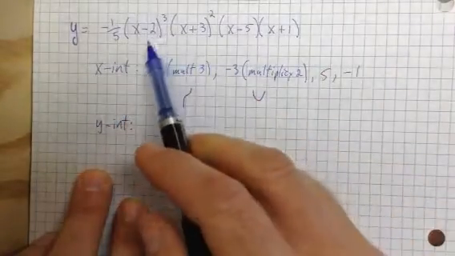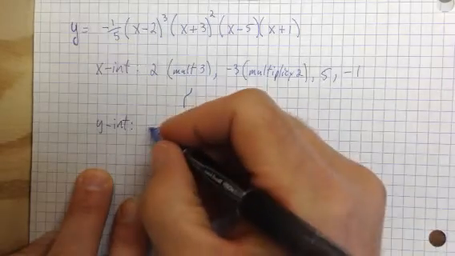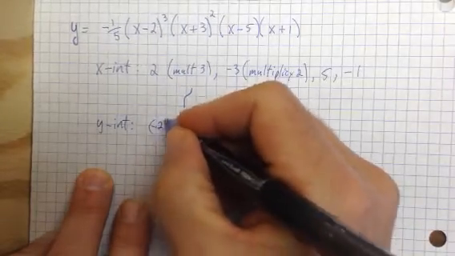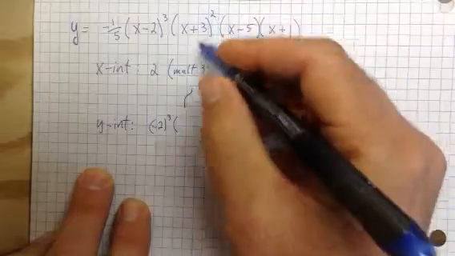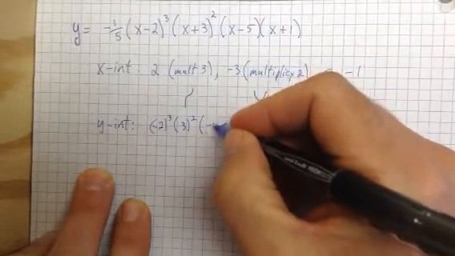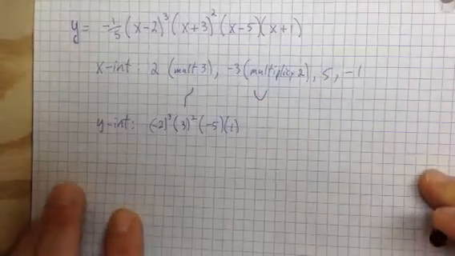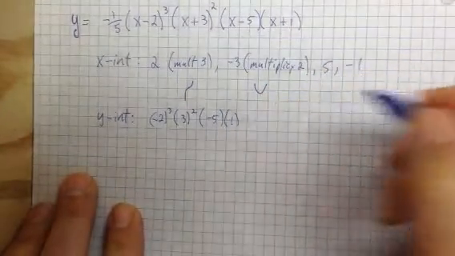Y-intercept, it takes a little bit of calculation here. Negative 2 cubed, we'll just write this down, negative 2 cubed times 3 squared. I'm plugging in x is 0. Pause the video if you don't see that. If you pause the video and still don't see why this is true, come ask.